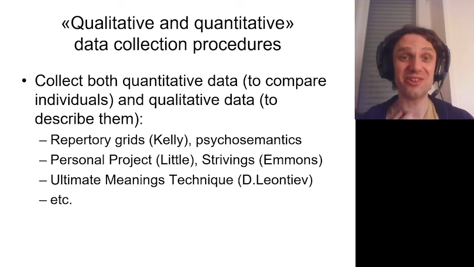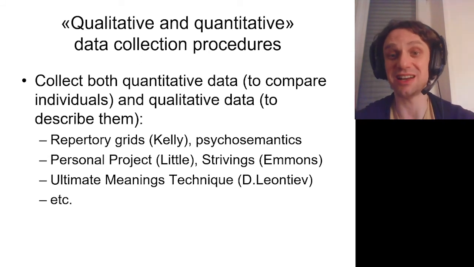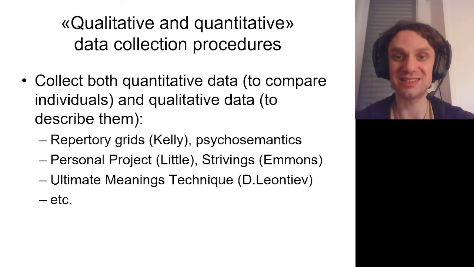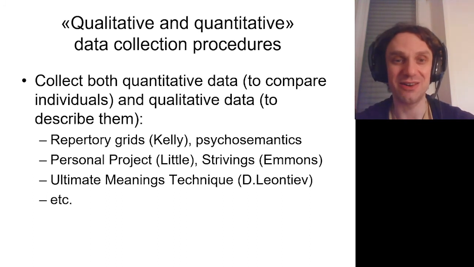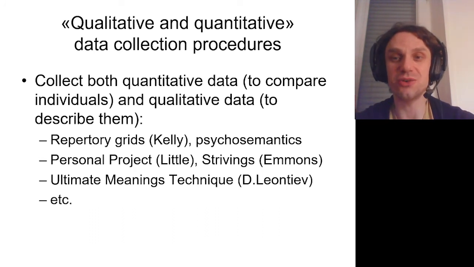And of course, in psychology, there are plenty of data collection procedures where we collect quantitative and qualitative data in parallel. Especially this is often the case in psychology of motivation. For example, when you do some kind of repertoire grids, or you analyze motivational content using some kind of personal strivings package by Robert Emmons, or you use personal project methodology. It's all a situation when a person generates their own strivings.